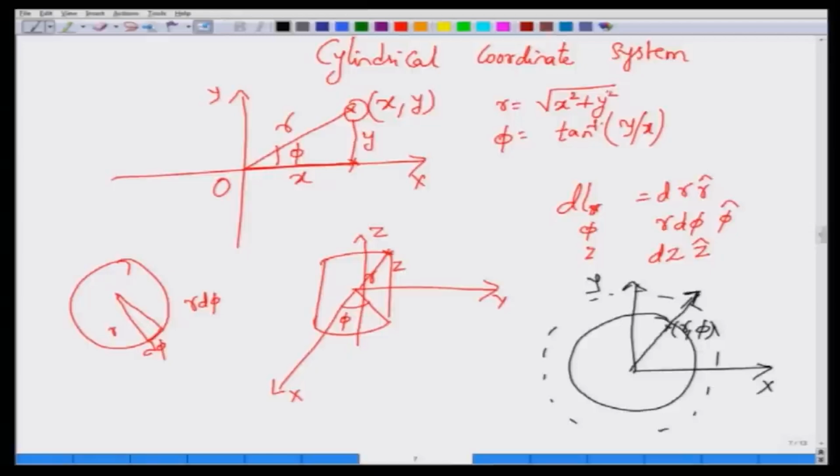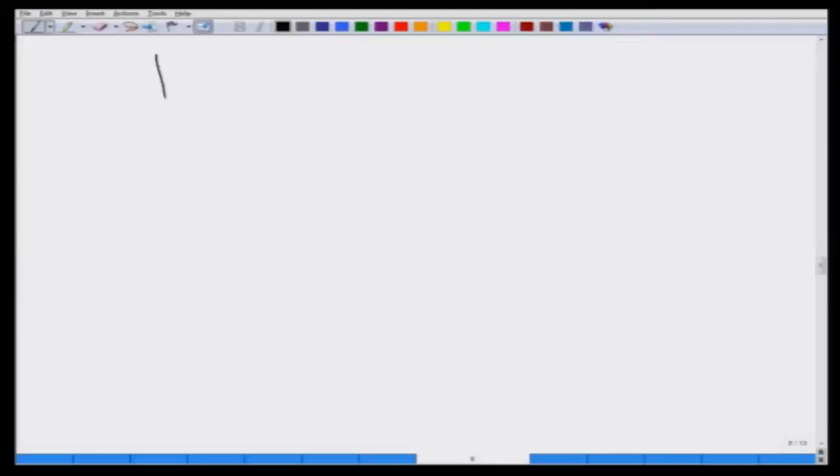In which direction will the unit vector for phi be located? First of all, we know that this is the angle phi measured with respect to the x axis. So, the unit vector must be in the direction of increasing phi. So, phi must be along this direction. So, you have the r vector and phi vector. I can rewrite these vectors here in a slightly better way. So, I have the r unit vector and the phi vector here.